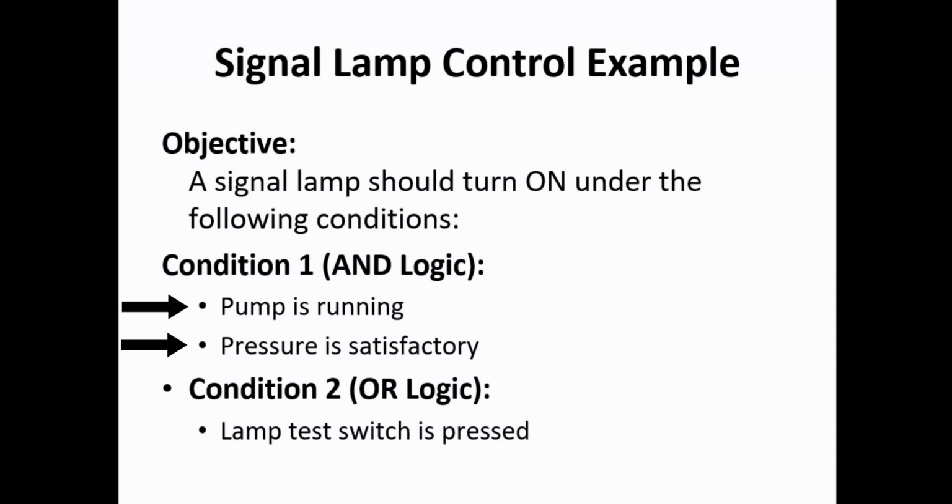The first condition is AND logic between pump is running and the pressure is satisfactory. If both of these conditions are true, then the signal lamp will be turned on. Or the condition 2 states that if the lamp test switch is pressed, then the signal lamp will be turned on. Now let's solve this problem in the TIA Portal software.